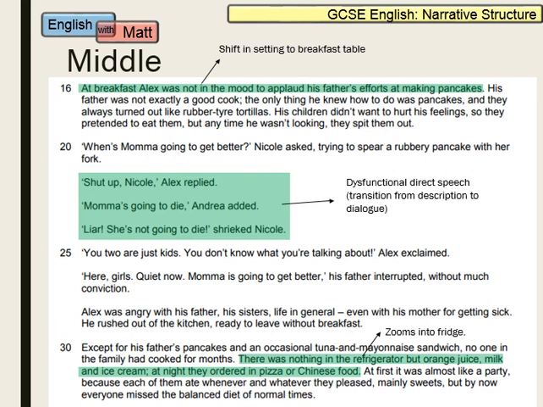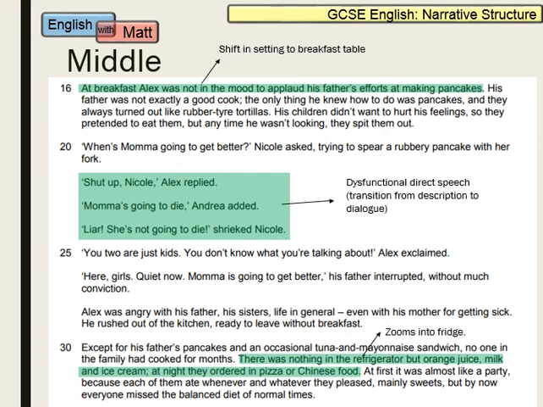"When's Mama going to get better?" Nicole asked, trying to spear a rubbery pancake with her fork. "Shut up, Nicole," Alex replied. "Mama's going to die," Andrea nodded. "Liar, she's not going to die," shrieked Nicole. "You two are just kids. You don't know what you are talking about," Alex exclaimed. "Here, girls, quiet now. Mama is going to get better," his father interrupted, without much conviction.